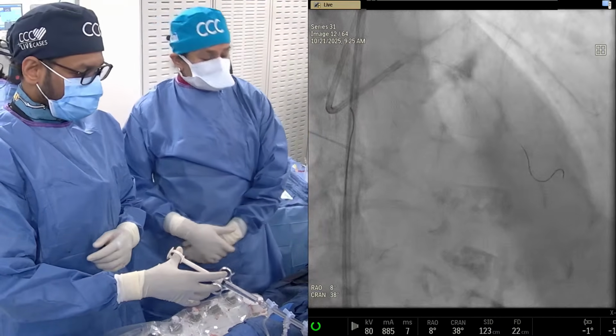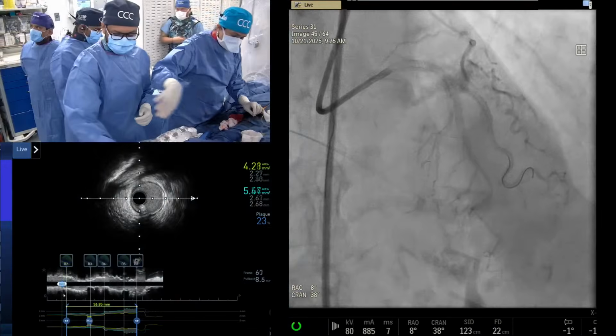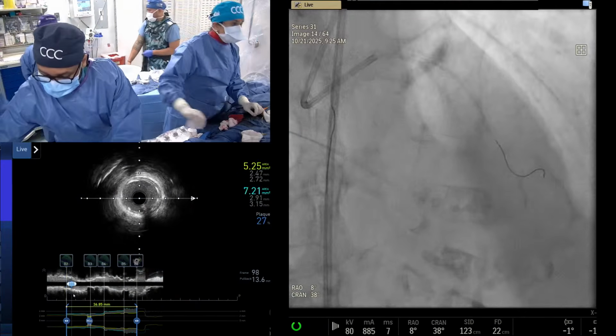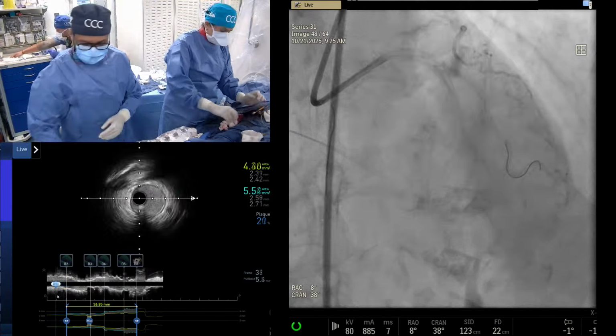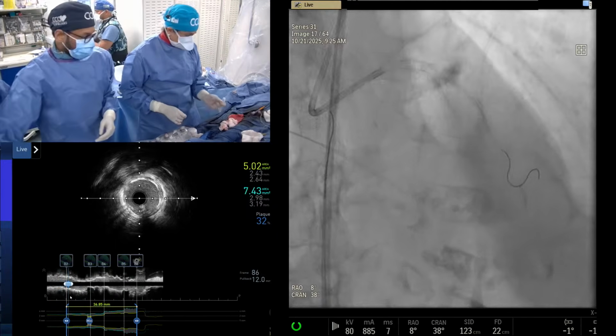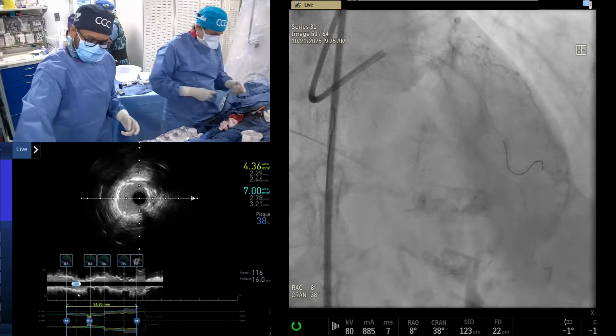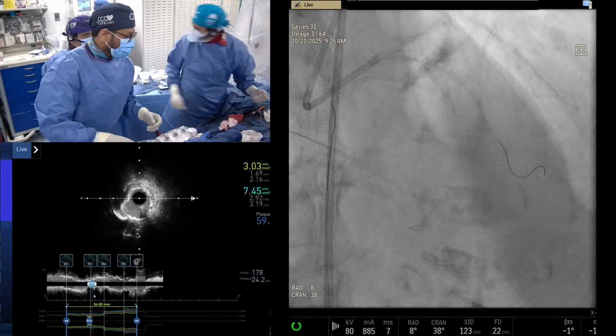Yeah, for this we did not pull back. There is a smooth transition in the LAD. I think that diagonal, one of our observers, Dr. Zha, pointed that out. I think we need a 2.75 balloon at higher pressure. That stent of the diagonal has not been fully expanded. Yeah, and that's what I always wanted to mention.